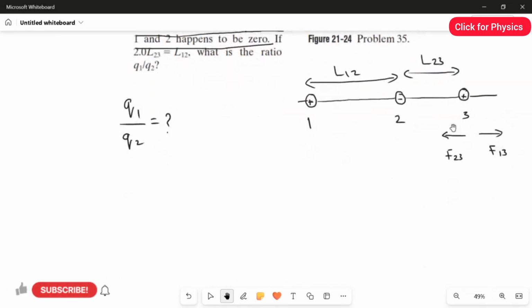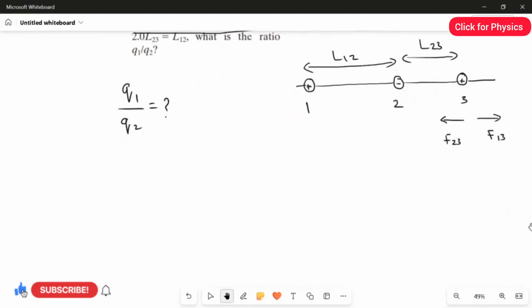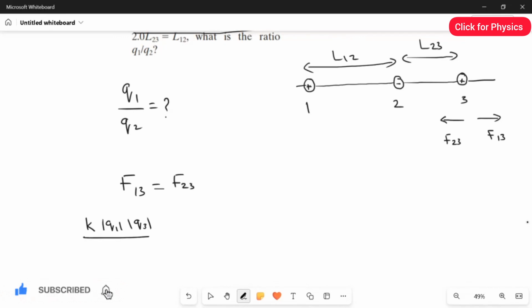Now what we have to do, I have to consider this diagram. So I'm going to take F13 equal to F23, or you can take F23 equal to F13, both are the same. Now I'm going to write Coulomb's law for these cases. What does Coulomb's law exactly say? F13, am I right? So how can I write it? K times the magnitude of the first charge, times the magnitude of the third charge, divided by the distance between 1 and 3.